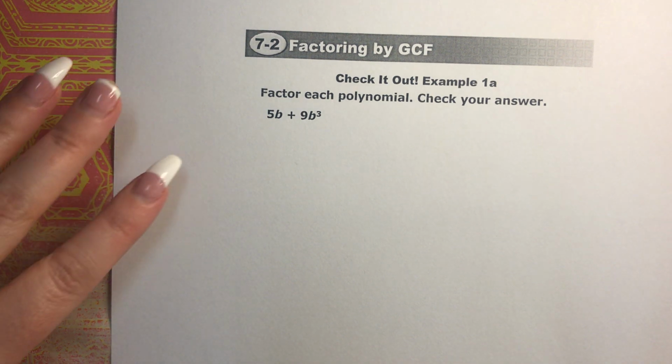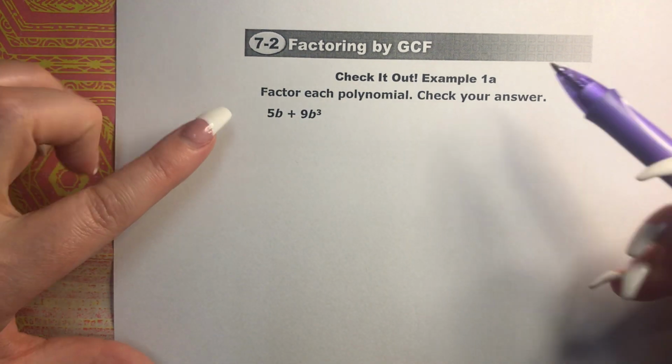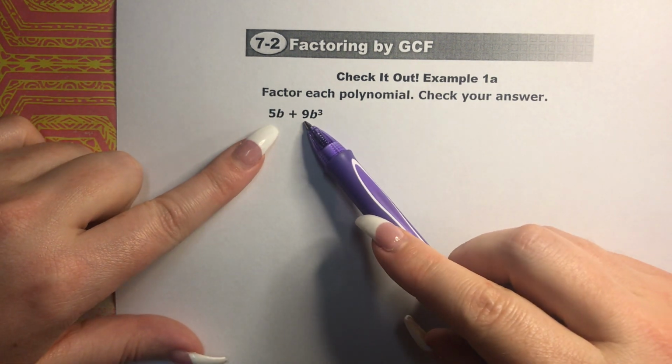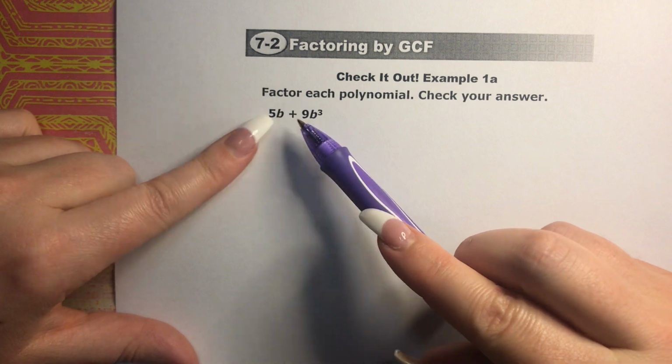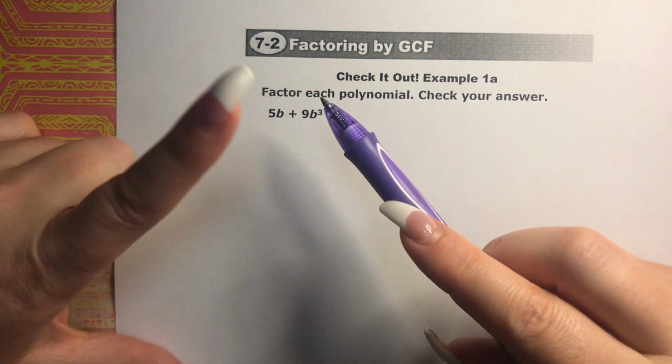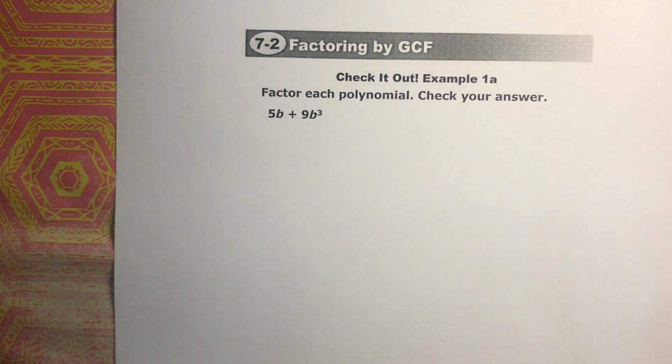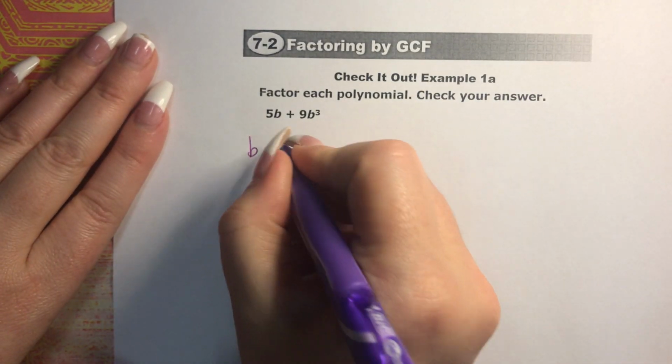Okay, let's see how you did. So right here, we have 5b plus 9b cubed. First, I'm going to look at the numbers, 5 and 9. Anything in common? I'm going to say no. Then we look at the letters. There's a b and a b cubed. So I know that they both have a b in common. So that's what I'm going to factor out, the b.